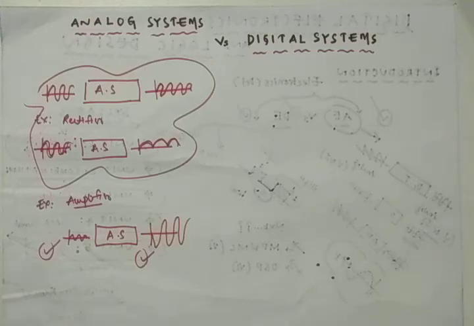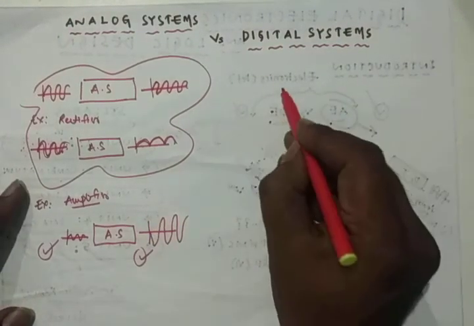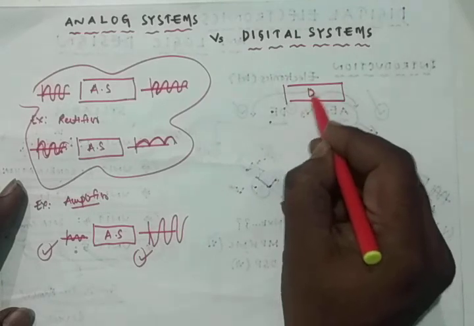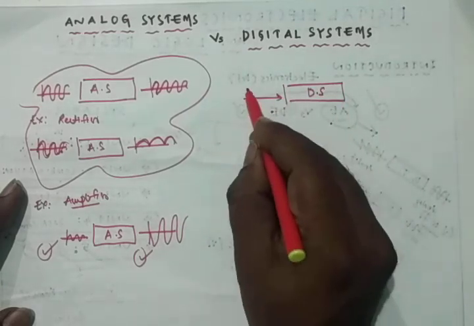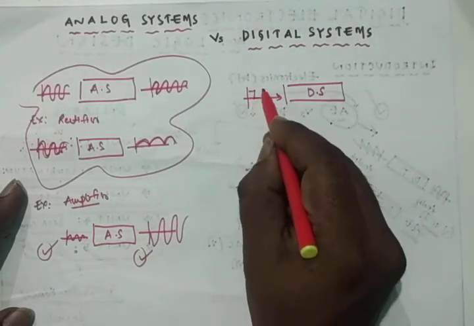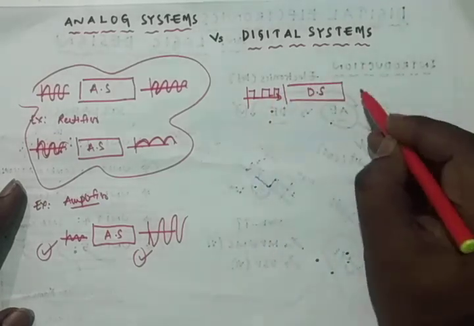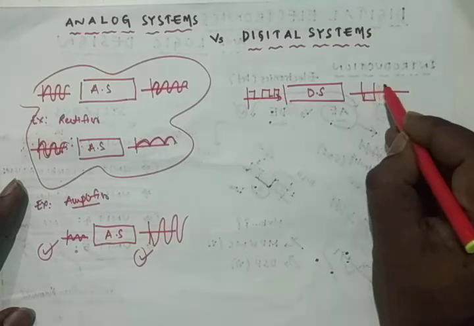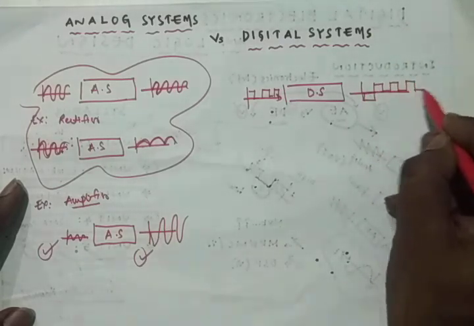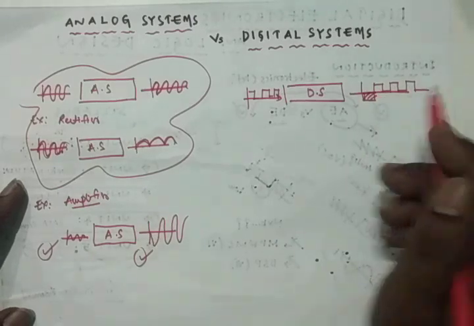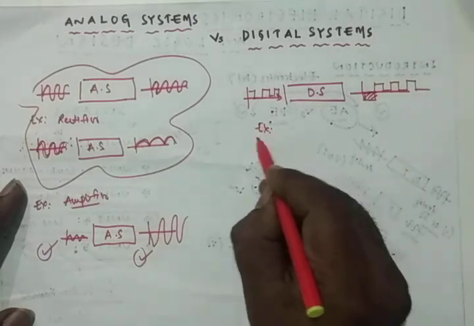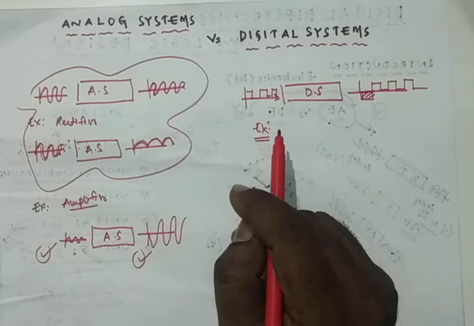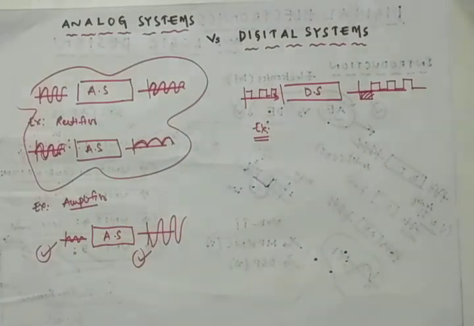Here is the block diagram of the digital system. For example, this is a digital system to which we give a signal having only two distinct values of amplitude. The output also has only two distinct values. Then that is named a digital system. The best examples for the digital system are a digital calculator and digital computers.